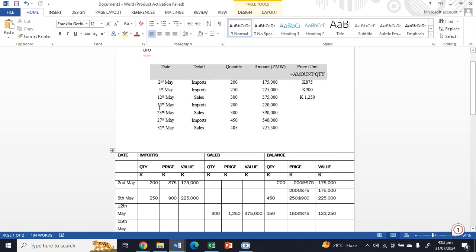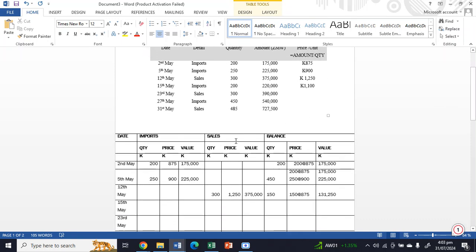Next transaction, 15th May, we imported 200 goods, and we paid a total of 220,000. So I find how much did each good cost. It's 220,000 divided by 200. So each good costed 1,100. So we come to our stores ledger here, 15th May. Purchases, imports 200 goods. Each of them costed 1,100. And we paid a total of 220,000.